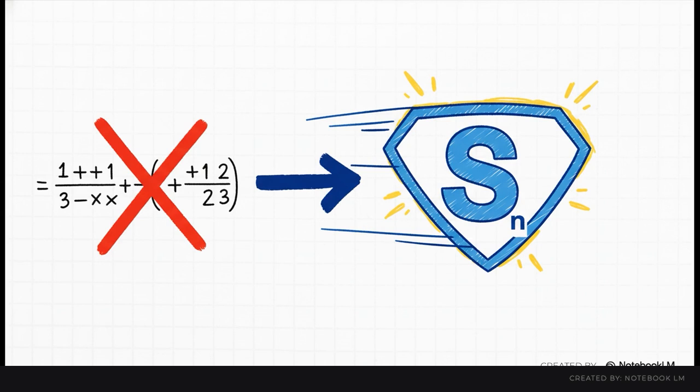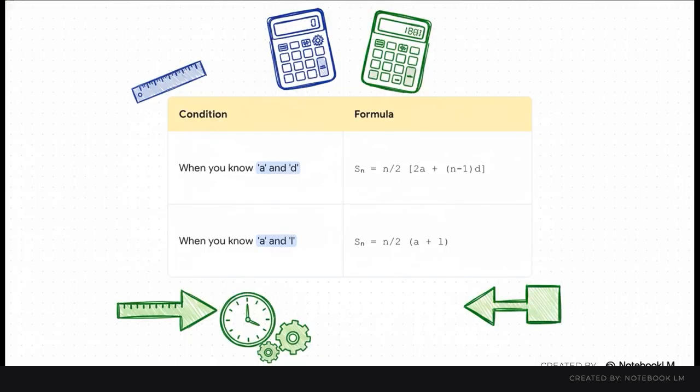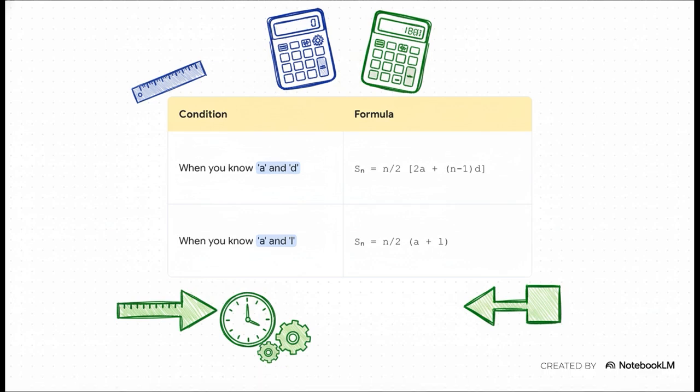Now, adding up 100 numbers one by one would be so boring. But of course, there's a shortcut. We have another magic formula, a super calculator for finding the sum. We call the sum of n terms Sn. And this super calculator comes in two versions. It's all about using the right tool for the job. If you know the first term a and the common difference d, you can use the first formula. But if you know the first term a and the last term l, the second formula is a huge shortcut. It's so much faster and easier.